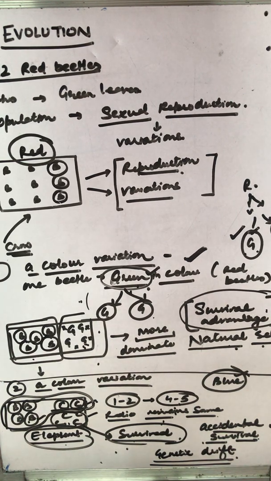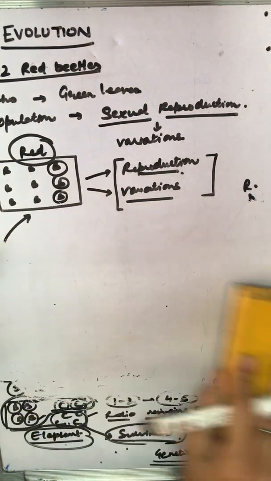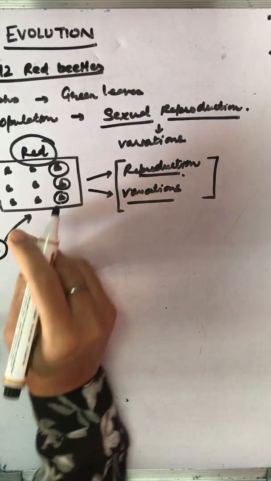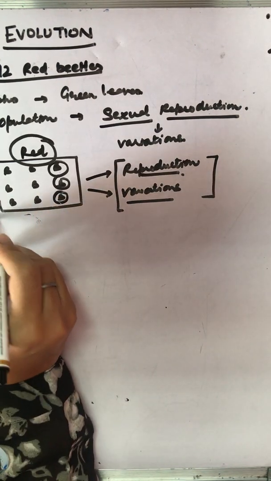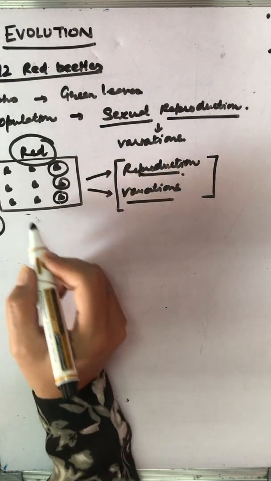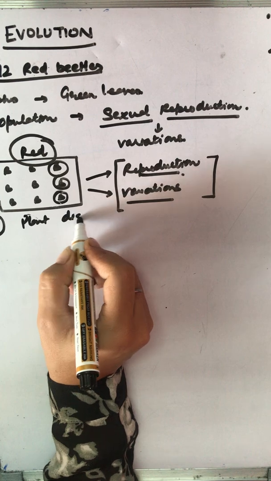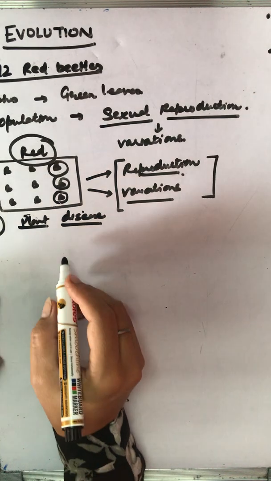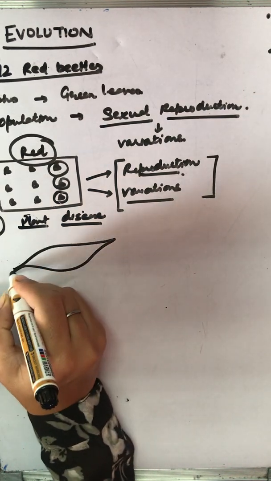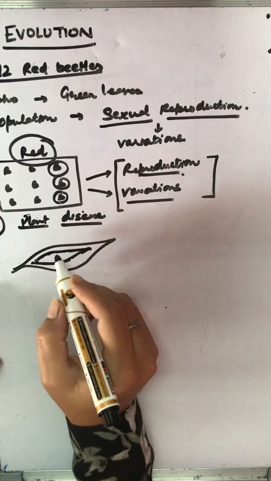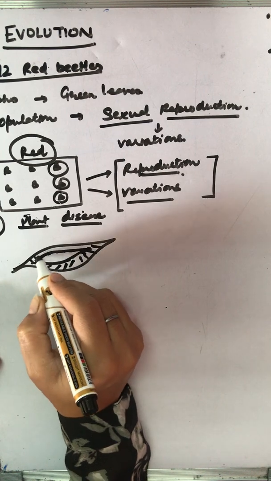And now coming to the third situation. The third situation says that when the population begins to expand, the bush starts suffering from a plant disease. There is a plant disease, right? And the amount of leaf material is reduced. Supposing this was the earlier leaf area, which is reduced to this one now. Beetles have to survive on this area. This one is cut off, not available.